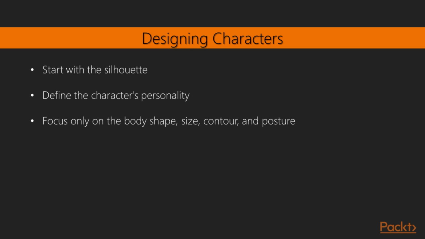When designing characters, it's best to start with the silhouette. Try to define the character's personality using only the silhouette and ignore all other forms of details. We don't need to worry about the color, texture, facial expression, clothing, accessories, and anything else at this stage. Focus only on the body shape, size, contour, and posture that can easily make a player recognize the character by simply judging from its outline.